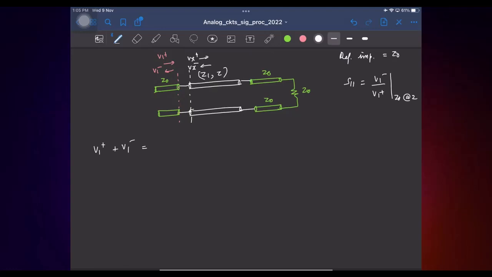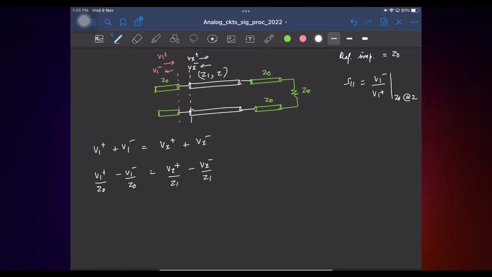But the total voltage is the same. That is V1 plus plus V1 minus will be the same as this guy. Similarly, the total current here will be the same. So what is the total current at the end of this cable? V1 plus by Z0 minus V1 minus by Z0. So this will be the same as Z1.